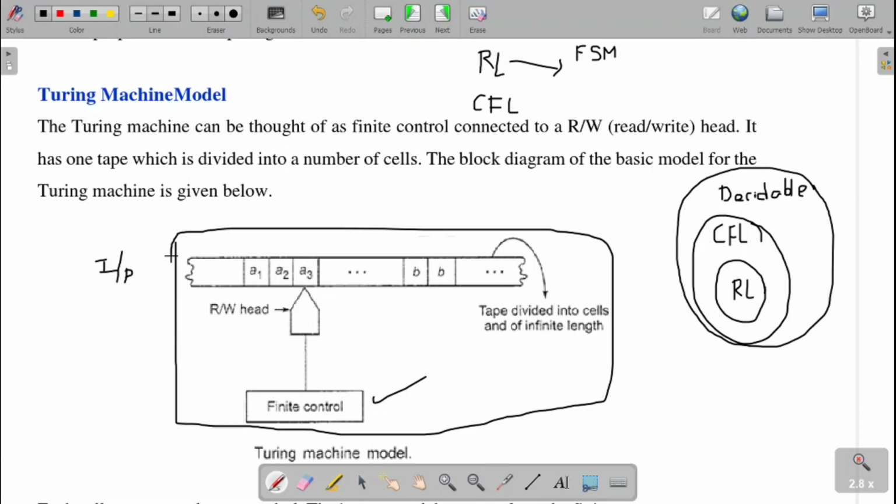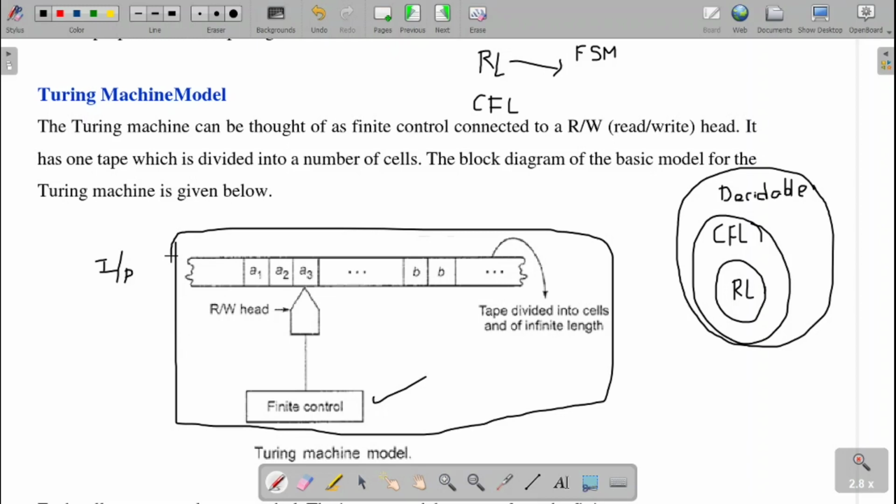The input tape is assumed to be of infinite length, wherein the ends are filled with blanks. The tape is divided into a number of cells, and each cell will hold one element.